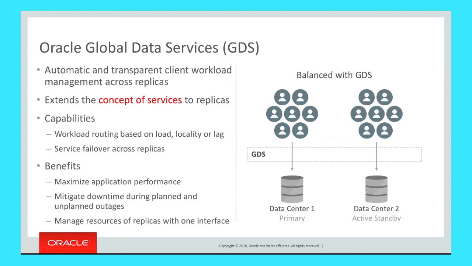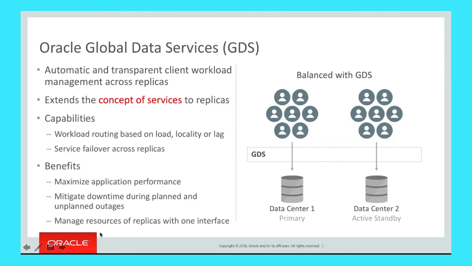Key benefits. Number one, GDS allows you to maximize your application performance. It provides connect time load balancing, runtime load balancing, and locality-based routing. With all these features, it allows you to maximize your application performance. It also allows you to minimize downtime, whether planned or unplanned outage, and I'll showcase how it's done. With simple policies, you can set and achieve this benefit.